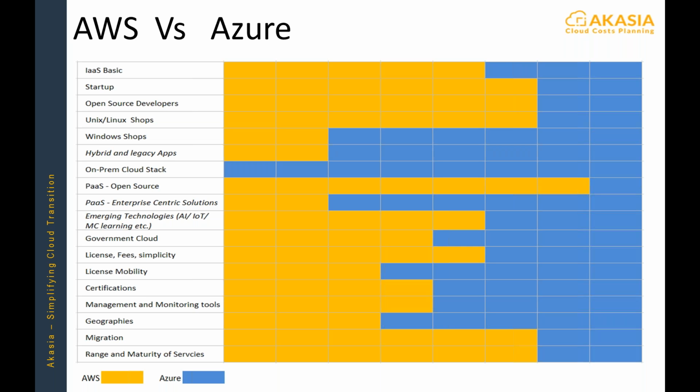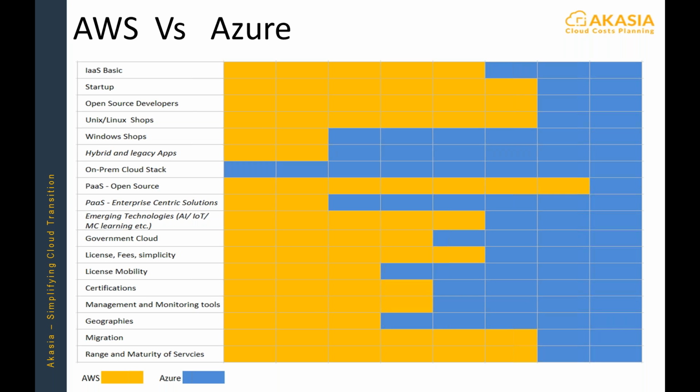When it comes to licensing, fees, and simplicity, it's very, very easy to just go buy Amazon services. Everything is online. You buy the on-demand or reserved instance. However, some of those permutations and combinations could be mind-boggling and very complex, and that's where Akasha can help you as well.